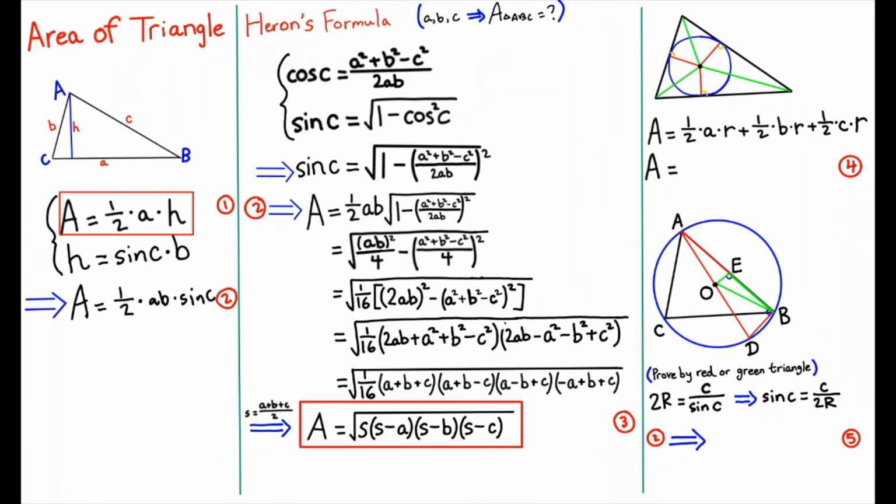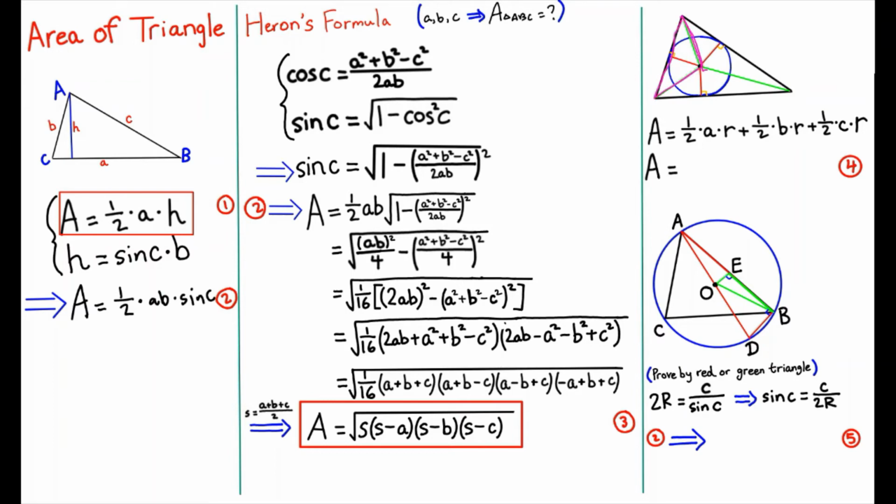Here are the next 2 formulas. Here there's a triangle, and it has an inscribed circle over here. The area of this triangle is equal to 1/2 times A times R plus 1/2 times B times R plus 1/2 times C times R. Why is that? Well, when you separate this triangle into 3 different triangles, not 4, then you can see that this is true.